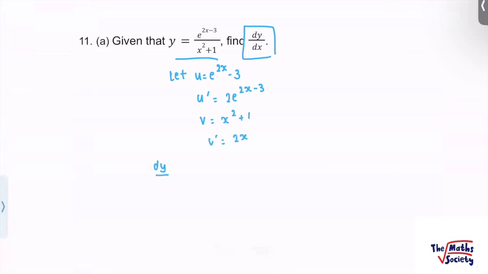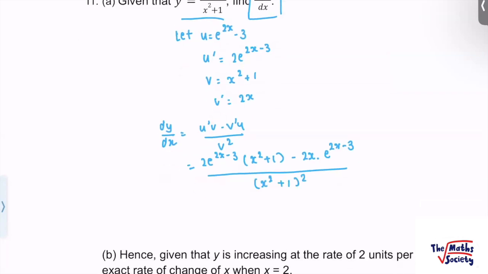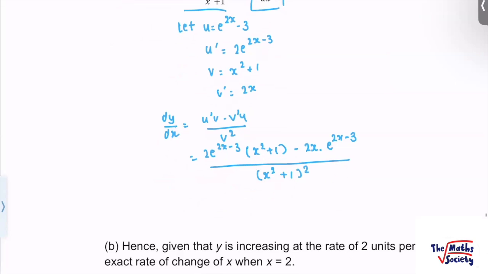And dy by dx, that's the usual, u prime v minus v prime u divided by v squared. That's u prime 2e power 2x minus 3, multiplied by v, which is x squared plus 1, minus v prime, which is 2x, that multiplies by u, which is e power 2x minus 3, and divided by v squared, which is just x squared plus 1, the whole square. And that's just your dy by dx.